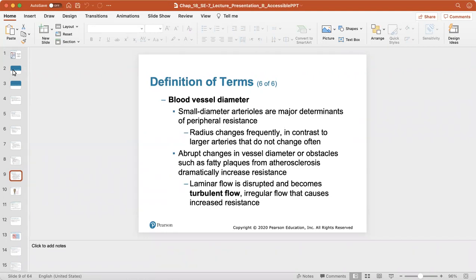Blood vessel diameter: your small diameter arterioles are the major determinants of peripheral resistance. The radius changes frequently, in contrast to larger arteries that do not change often. Any abrupt changes in the vessel diameter or obstacles, such as a fatty plaque from atherosclerosis, can also increase resistance because it's serving to kind of block the blood flow. Laminar flow is disrupted and becomes turbulent flow, which is irregular flow that causes increased resistance.